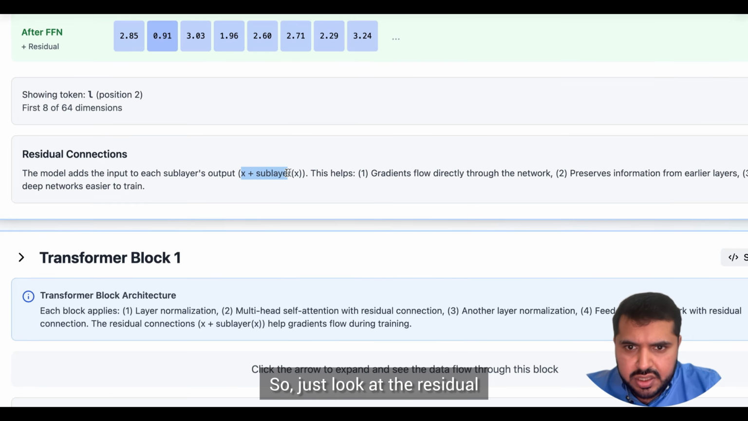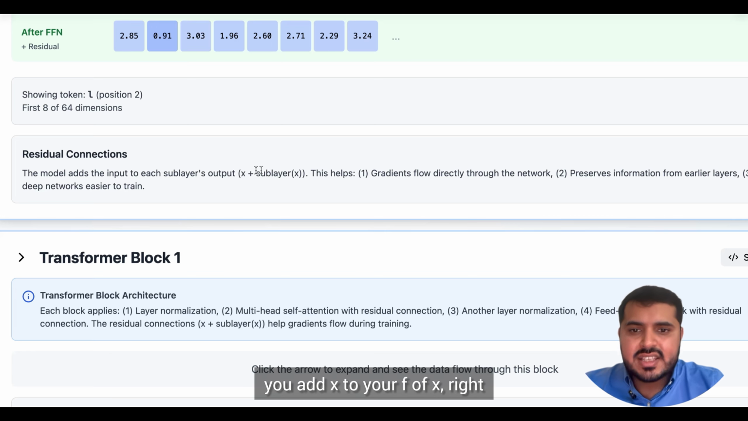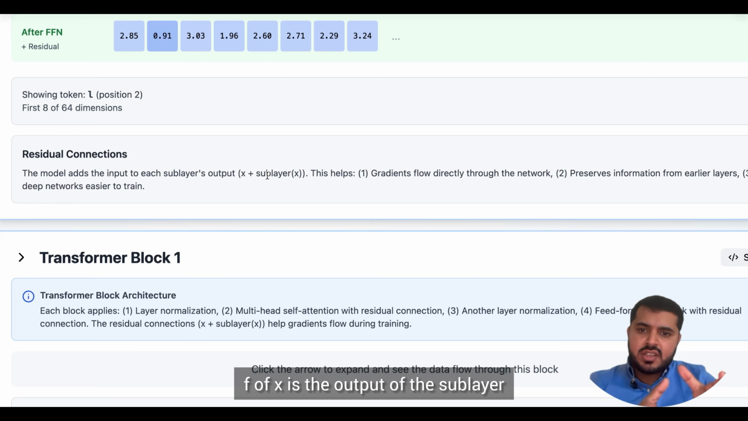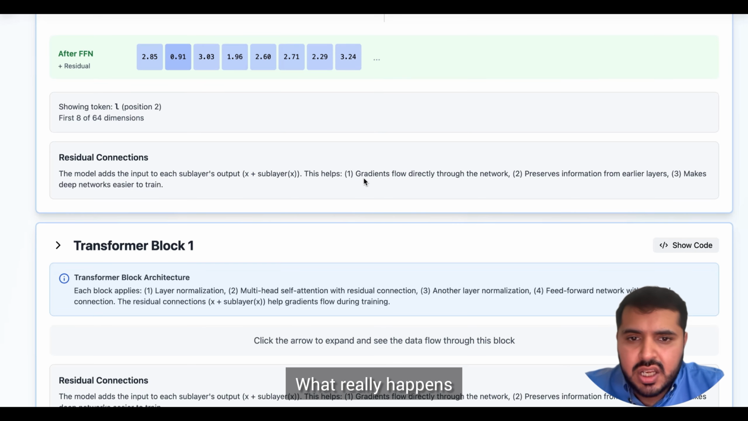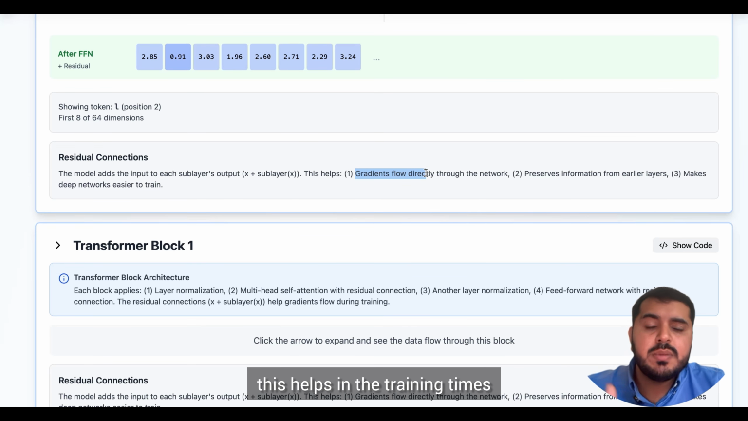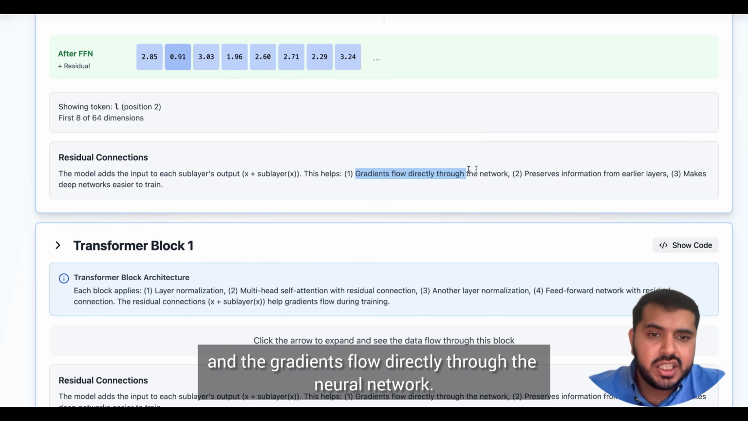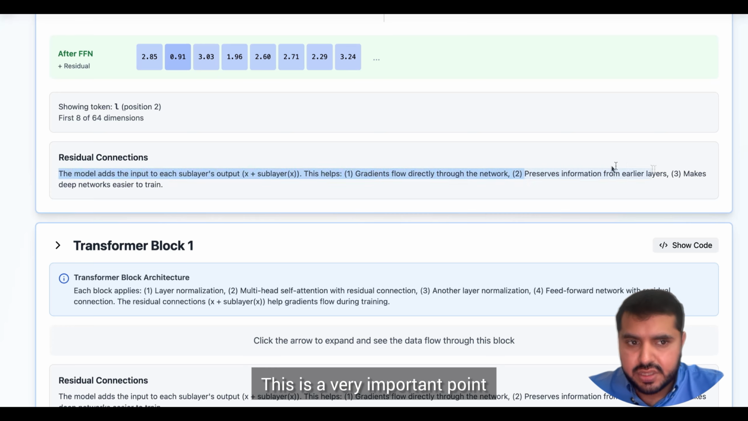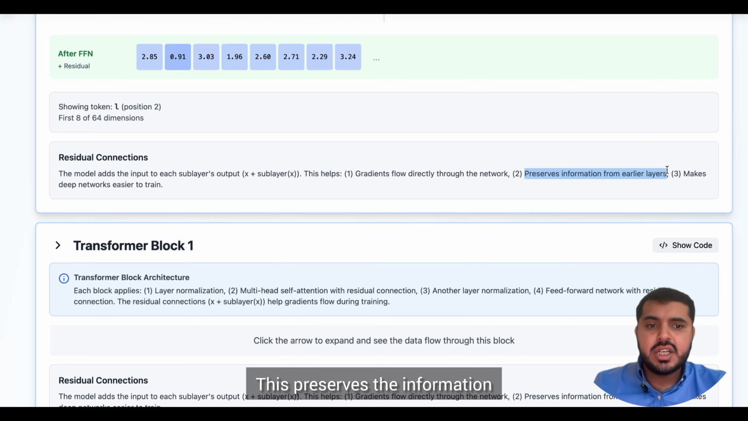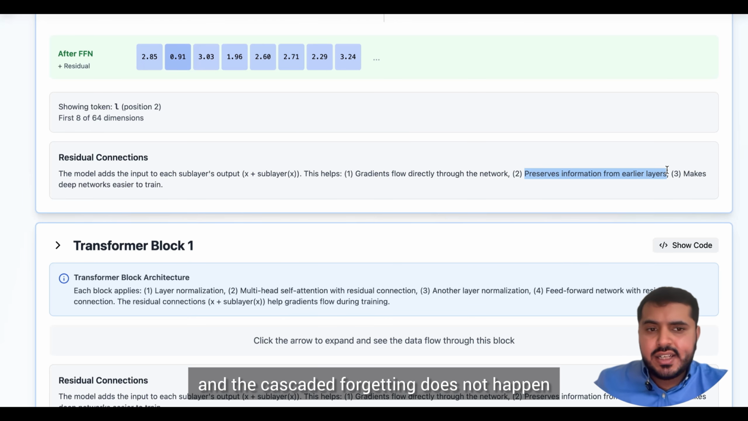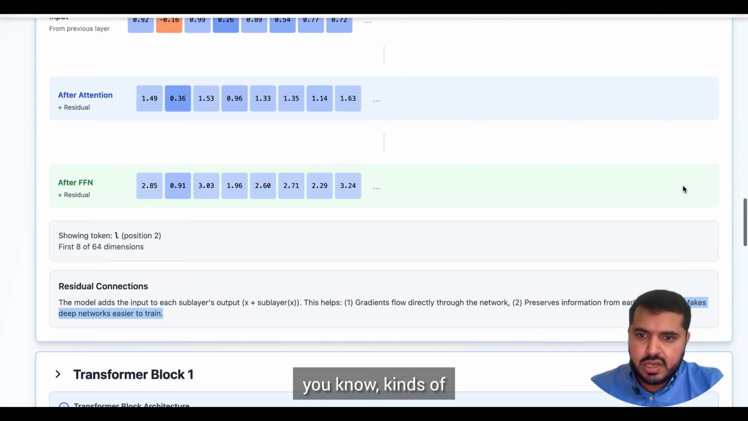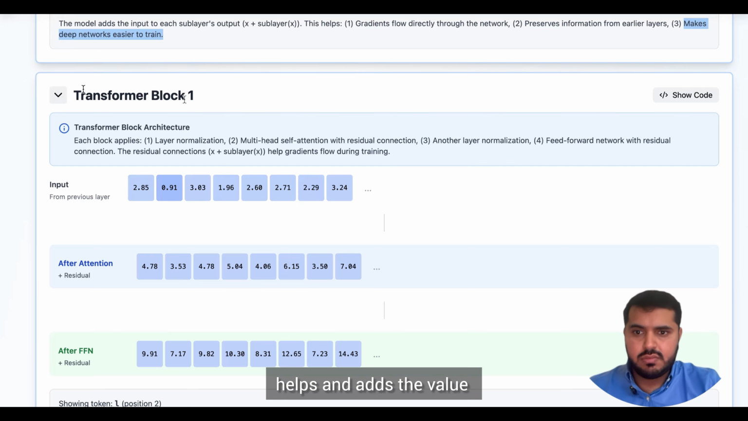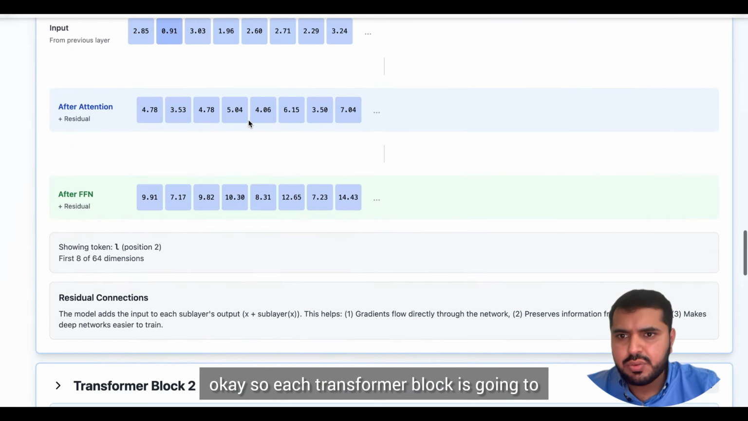Now just look at the residual. What naturally happens is you add x to your f of x. f of x is the output of the sublayer, x is the input to the sublayer. So you do input plus output. This helps in training time, and the gradients flow directly through the neural network. It preserves the information, which is a very important point. It keeps the information more and more relevant, and cascaded forgetting does not happen. It makes deep networks easier to train, because the information preservation adds value.